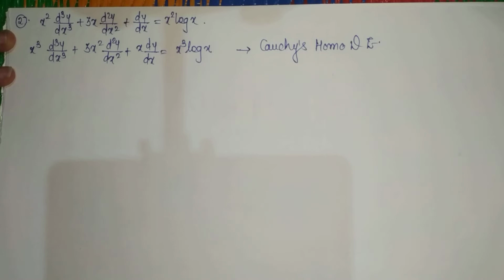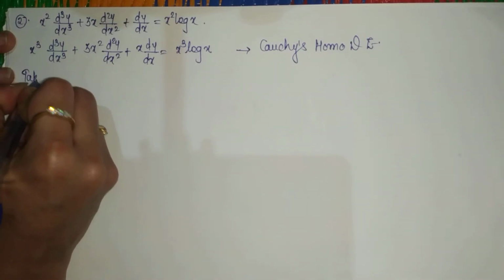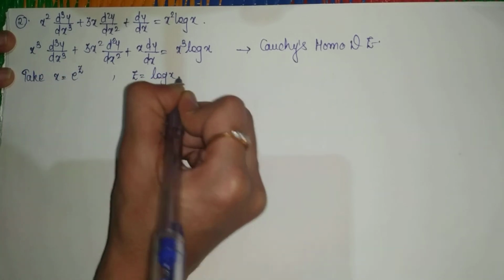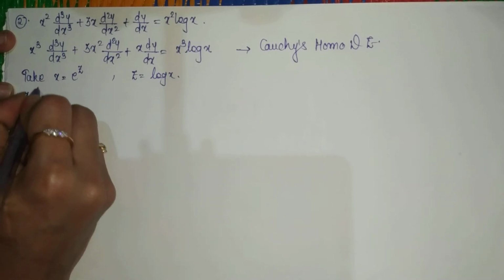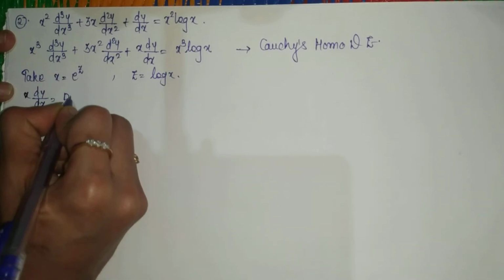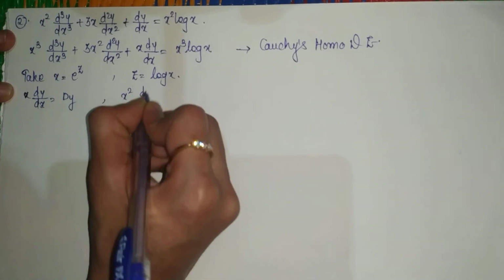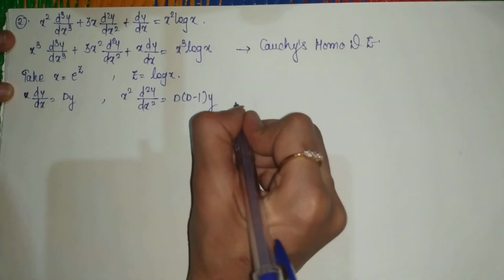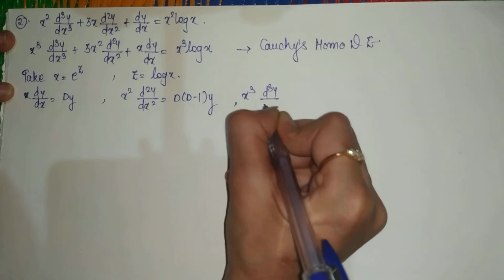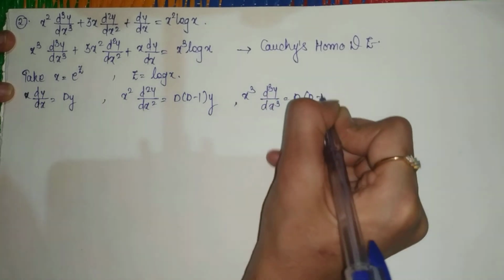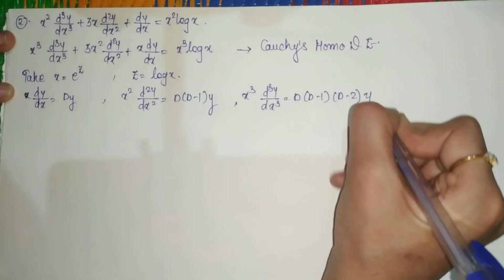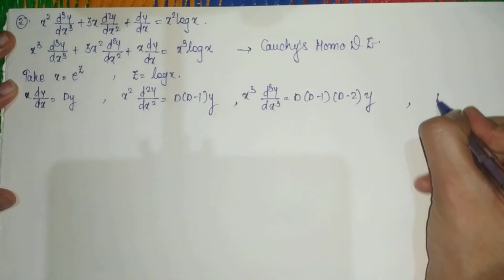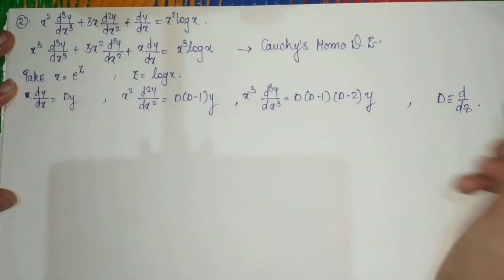Now the procedure is again the same. Take x is equal to e to the power z, where z is log of x. So we can replace x dy by dx as Dy, x square d square y by dx square as D into D minus 1 of y, x cube d cube y by dx cube as D minus 1, D minus 2 of y. Okay, but my D is d by dz.